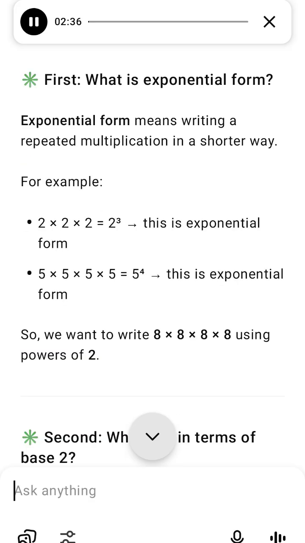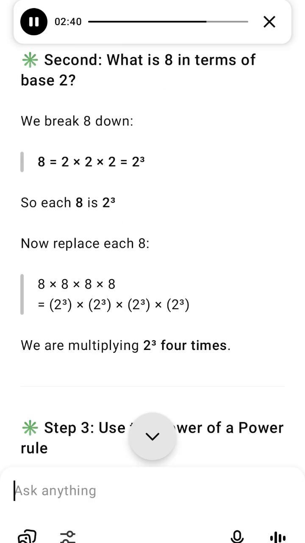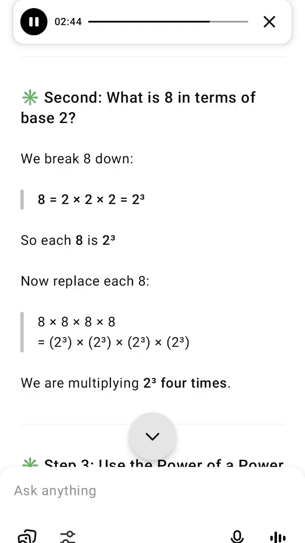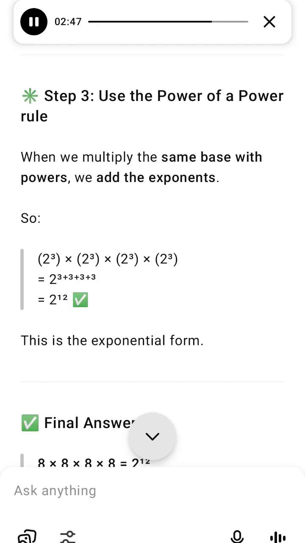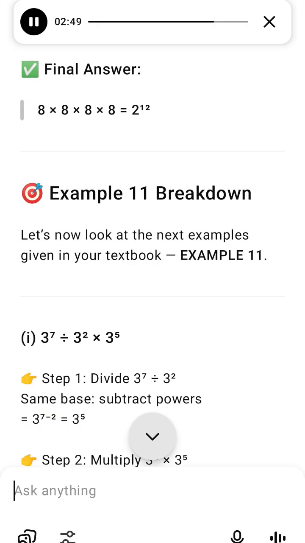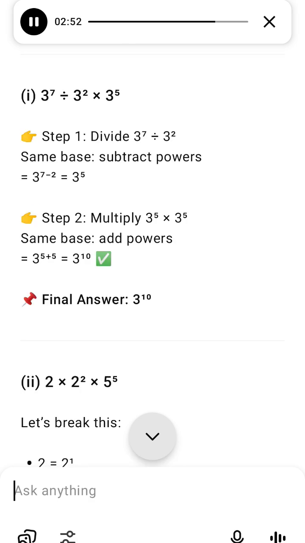Formula: a^m times a^n equals a^(m+n). Example: 3 squared times 3 cubed equals 3^(2+3) equals 3 to the fifth. 4. Dividing powers with the same base. Subtract the exponents when the base is the same and you're dividing. Formula: a^m divided by a^n equals a^(m−n). Example: 6 to the sixth divided by 6 to the fourth equals 6^(6−4) equals 6 squared.